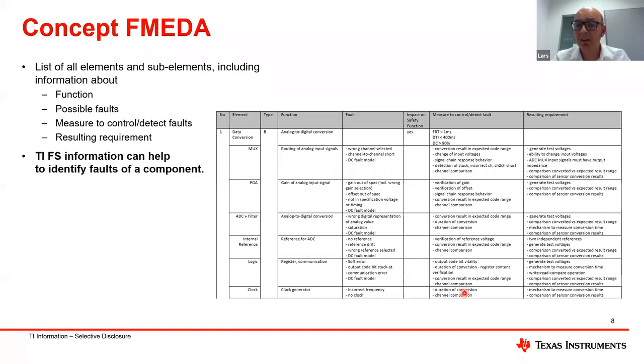The measure to control or detect the fault can be measuring the duration of the conversion, or also a channel comparison, and the resulting requirement, for example, for the connected microcontroller or microprocessor, is a mechanism to measure the conversion time. We will say a bit later in the diagnostic section how this can be accomplished. But here already, TI can provide you information about the faults. So we do have information publicly available, which actually shows you for certain components all the failure modes.